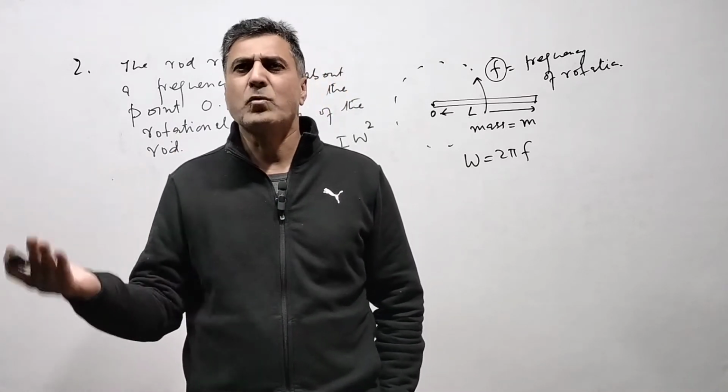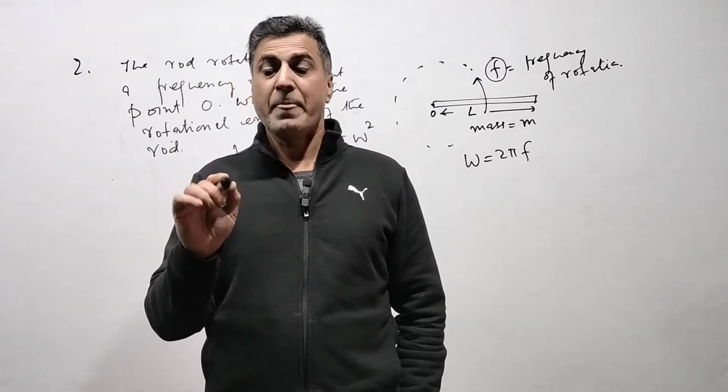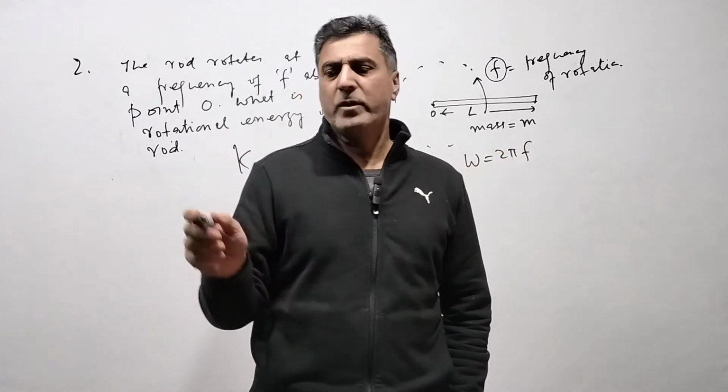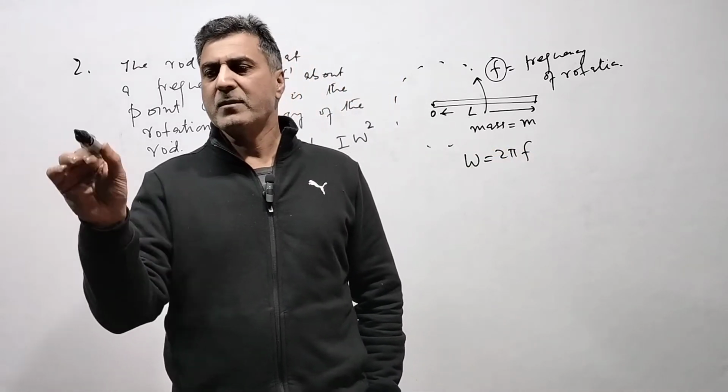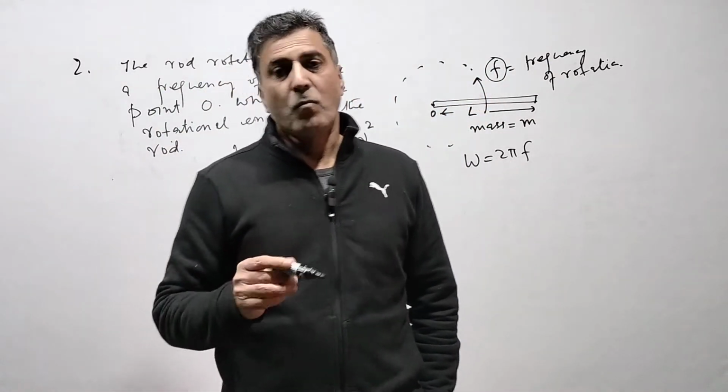1 by 2 I omega square. I is the moment of inertia about the center of mass, omega is the angular velocity. But if the body is rotating and translating also, moving in the forward direction, then what is the total energy?